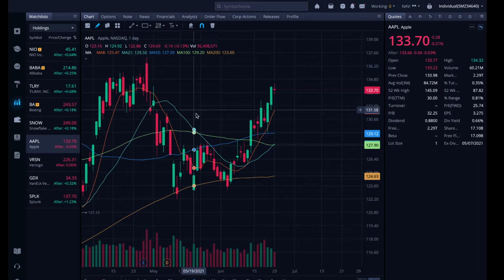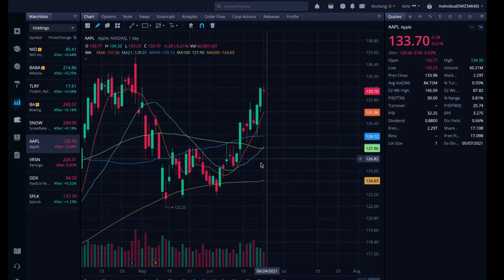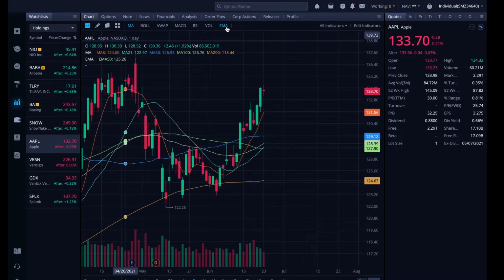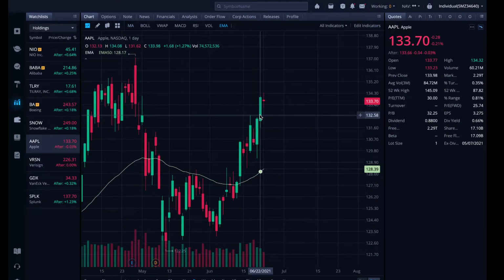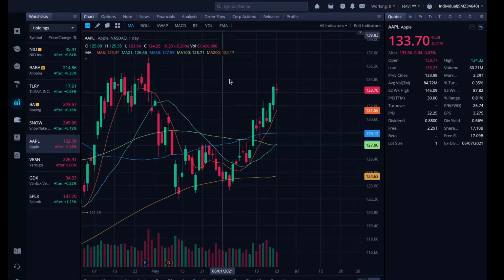Other traders like to use your EMA, which is your exponential moving average, but I like to use the simple moving average because it's not exponential, and it's smoother. Obviously there's not a lot of difference between the EMA and the MA. This one's curling more and has a little more movement up and down based on the move of the stock. But if you look here on the 50 day, it's more smooth.